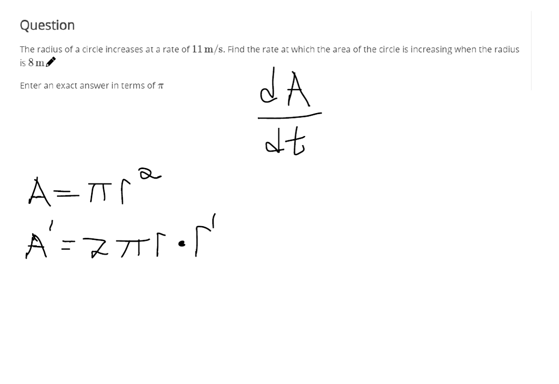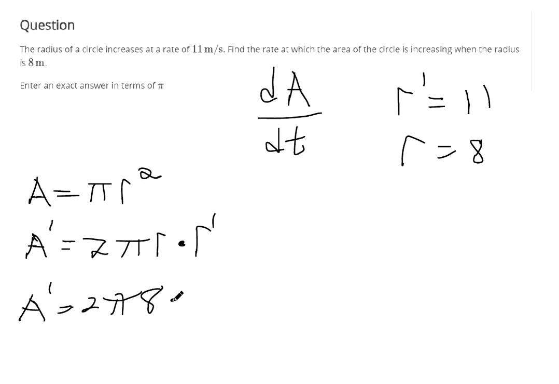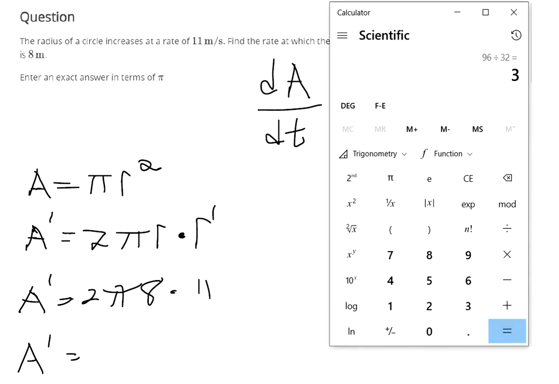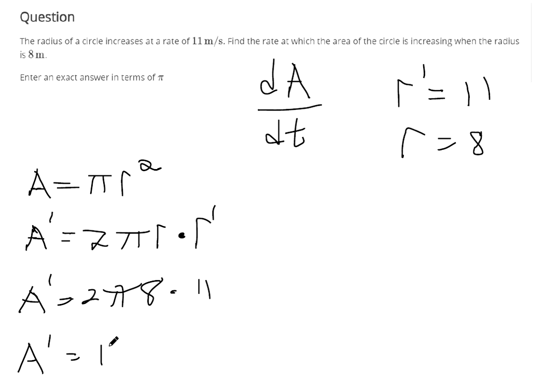Okay, so they tell us the radius of the circle is increasing. So r prime is positive 11 because it's increasing. We're supposed to find the rate at which the area of the circle is increasing when the radius is 8. So r is 8. So plug in 8 for that. Plug in 11 for that. And then leave things in terms of pi. So we got 88 times 2. What is that? Man, I'm so bad with math. That's 176 pi.